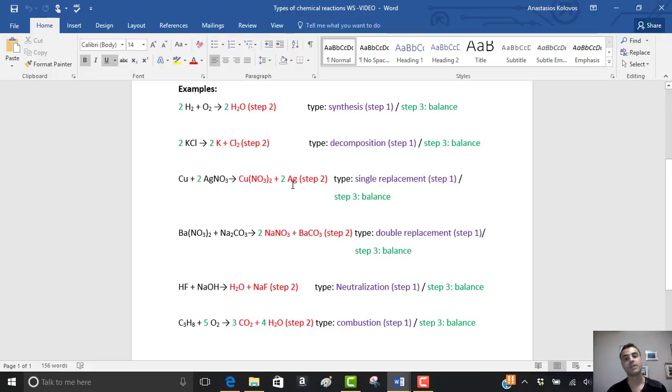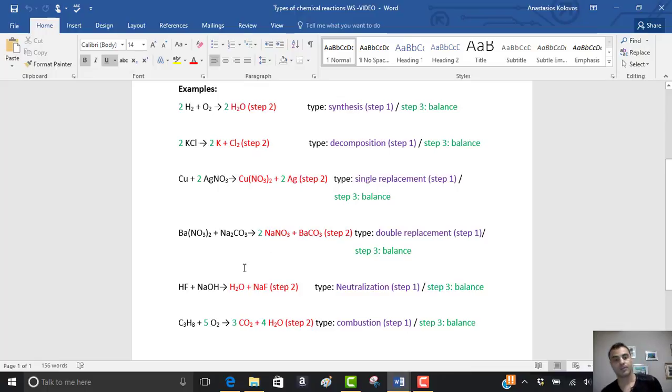Step 2, after you write the products, you need to balance the chemical formulas. The charge of copper is plus 2. Therefore, you take the charge of copper and you put it here. The charge of nitrate is -1, therefore you do not write anything, plus silver. Step 3, you balance the equation. Because you have 2 nitrates here, you need to put a 2 in front of the silver nitrate. Nitrates are balanced, but now you need to balance the silvers. You have 1 silver here, you put a 2 and you balance the silvers as well.